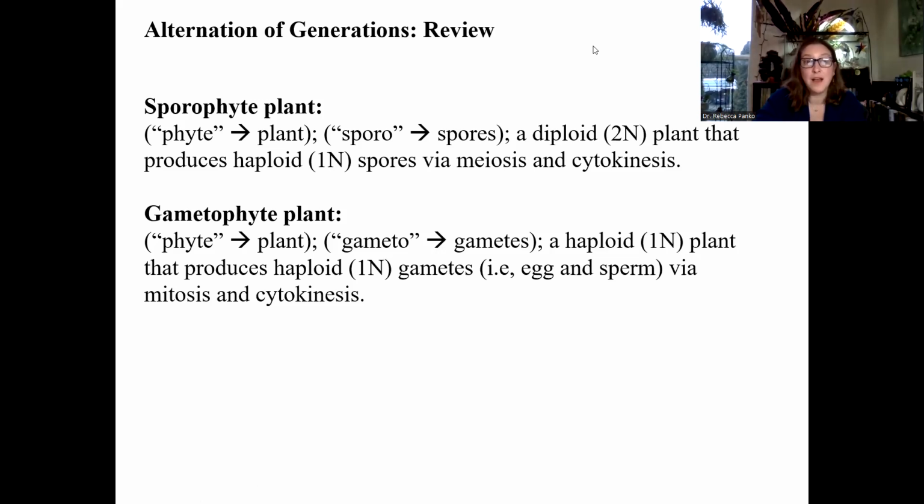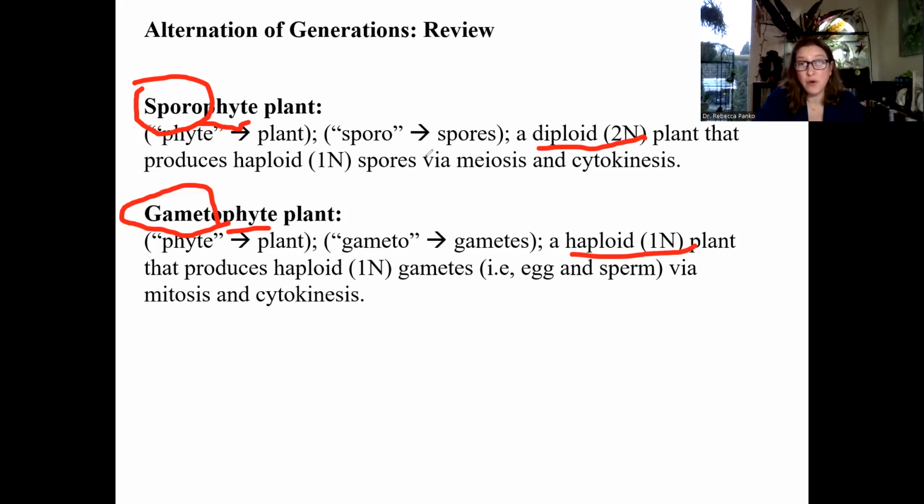A plant that makes what? Spores. A gametophyte plant is a plant that makes what? Ultimately, gametes, egg and sperm, right? Ultimately. Sporophyte plant is diploid. Gametophyte plant is haploid.